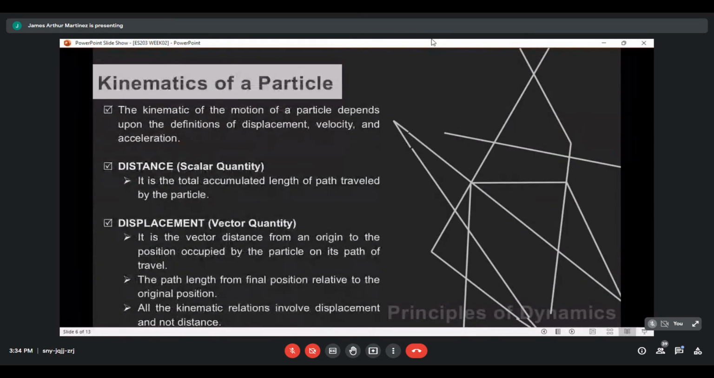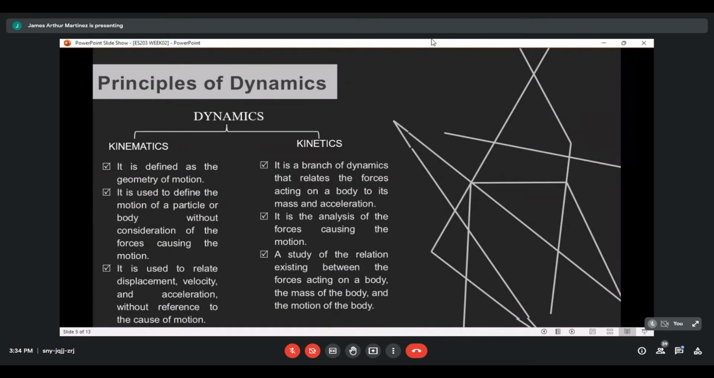So moving on with the kinematics of a particle. For this session, the outline or agenda today is more on kinematics and kinetics. So we will define some important terms with respect to these branches of dynamics. It is still an overview of the systems in kinematics and kinetics.